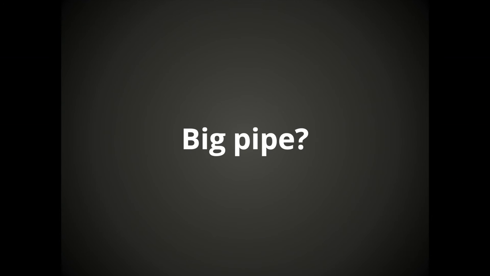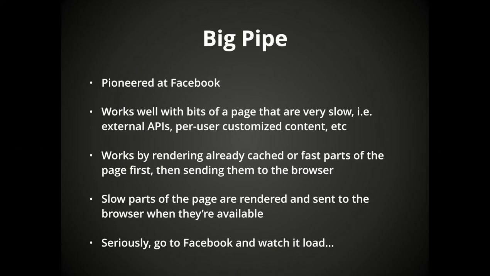Okay, this will go fast. I'll just blow through it. Big Pipe was pioneered at Facebook, which is a way of loading a page where you load an initial page that has no content on it. And then as content is rendered in the back end of your server, like your news feed on Facebook, your sidebar, your messenger, and all that, that is streamed to the user's browser in the initial response, and then it's rendered into the page with the JavaScript library.